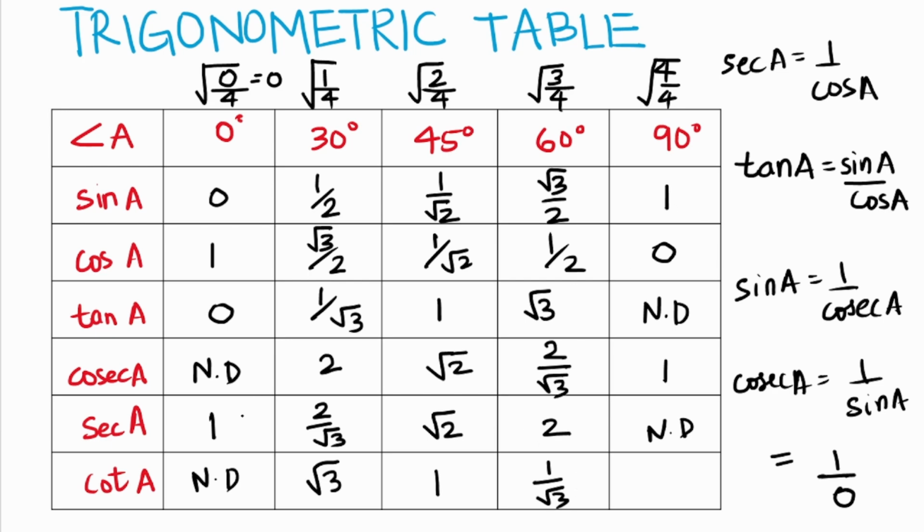And you have cot 90, right? Tan 90 is not defined. So not defined is 1 by 0. So the reciprocal of 1 by 0 is 0.